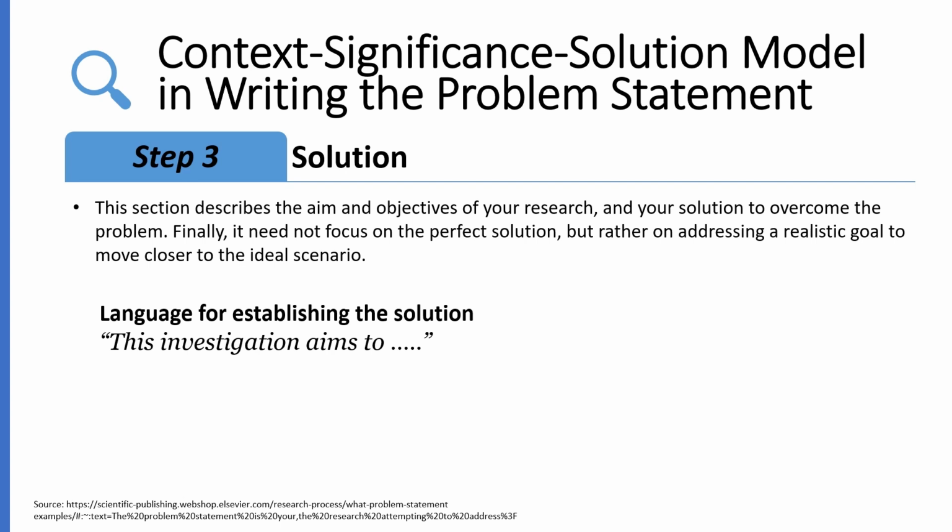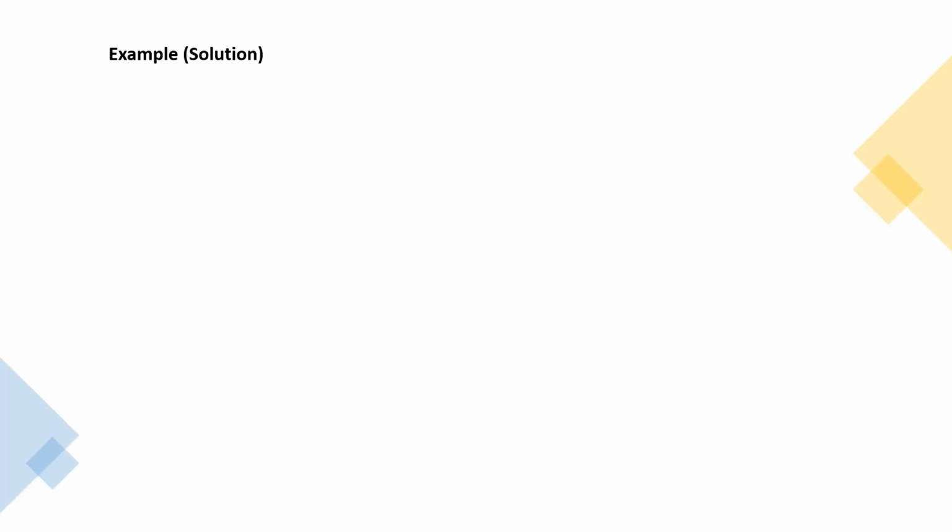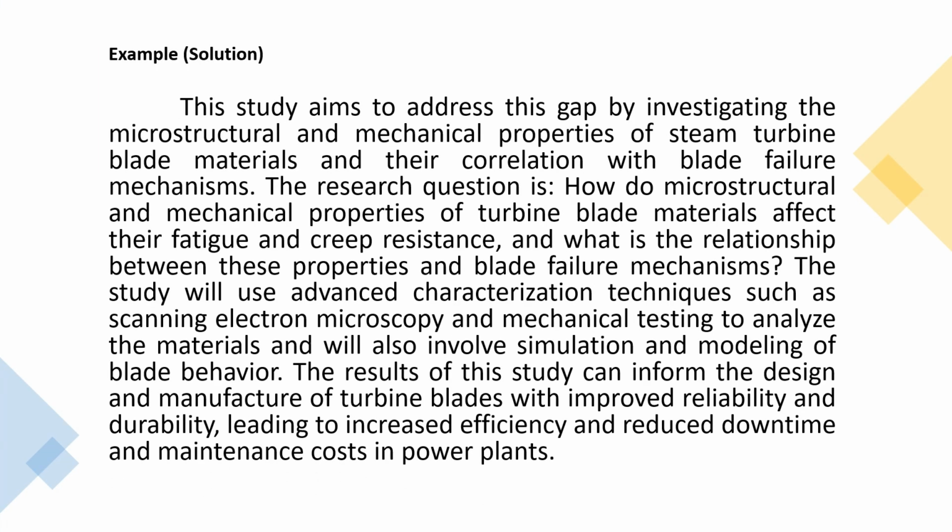So you can say, this investigation aims to. It is now a restating of your purpose statement. Here is an example: this study aims to address this gap. Take note that this gap has been discussed in step number one, the lack of understanding about this phenomenon. So this study aims to address this gap by investigating the microstructural and mechanical properties of steam turbine blade materials and their correlation with blade failure mechanisms.